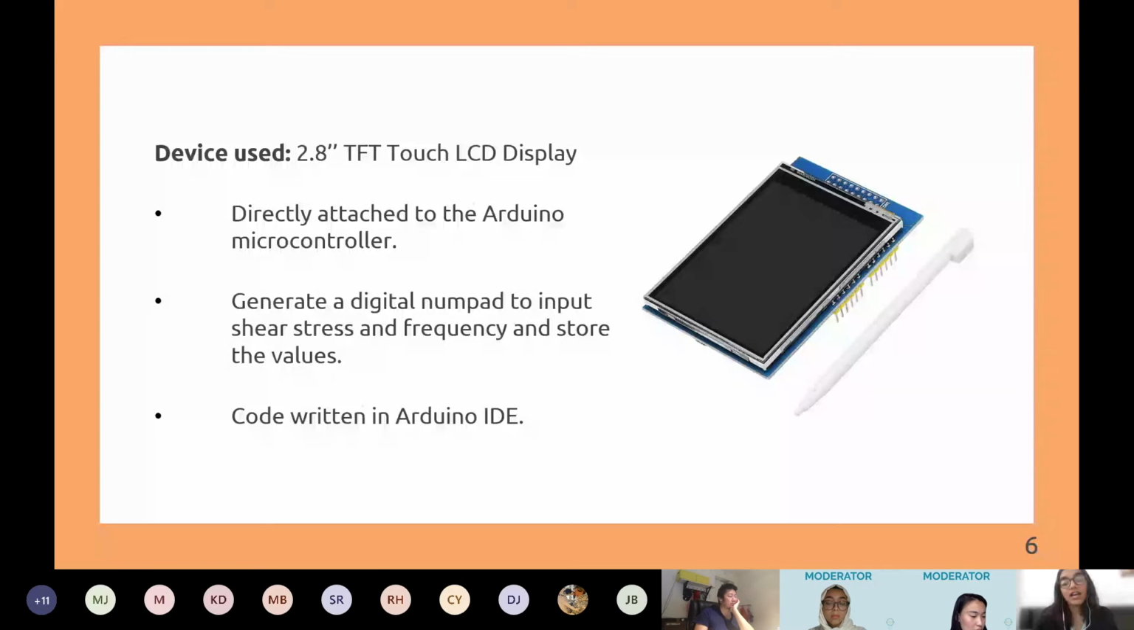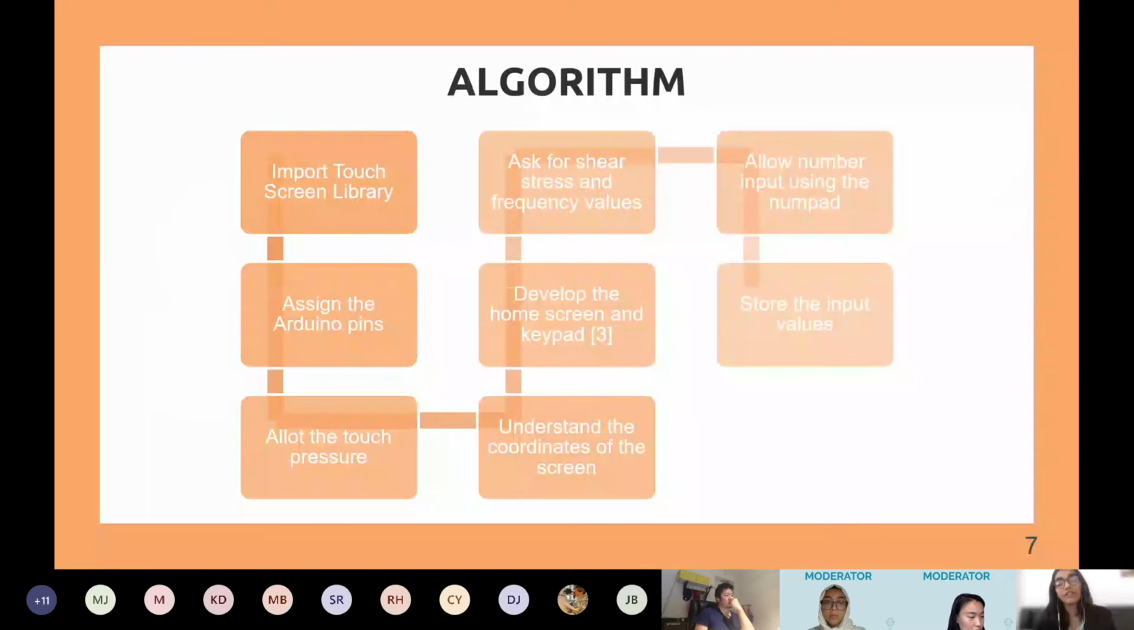A digital keypad can be integrated within the touchscreen device by writing an Arduino IDE code. And the user can then input any frequency and shear stress value by just tapping on the screen for generating the fluid flow. Now let's take a look at the algorithm, which was used for integrating the TFT touchscreen LCD with the microfluidic pump and also generating the digital keypad.